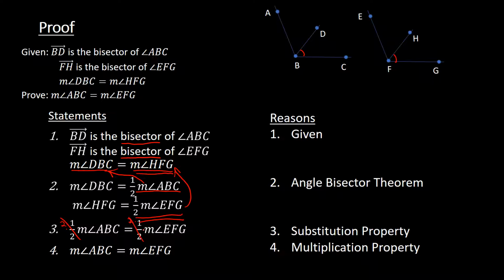We have used the given information to logically walk through to the point where measure of angle ABC is equal to the measure of EFG. So we are done with this proof.